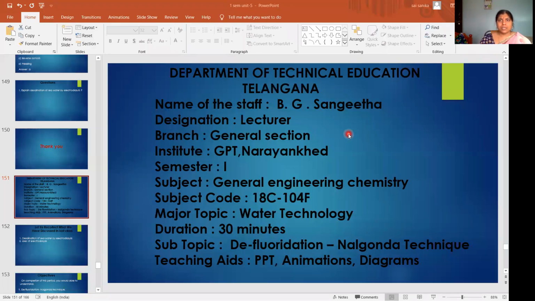Good morning, students. I am Sangeeta, lecturer in chemistry, branch general section, working in GPT Narankad, semester 1, subject general engineering chemistry, subject code 18C104F. Our major topic is water technology, and with that subtopic is defluoridation, that is Nalgonda technique.